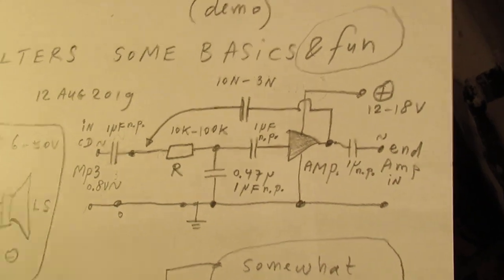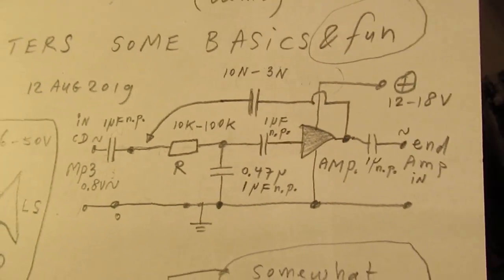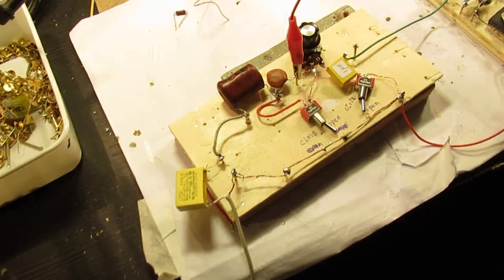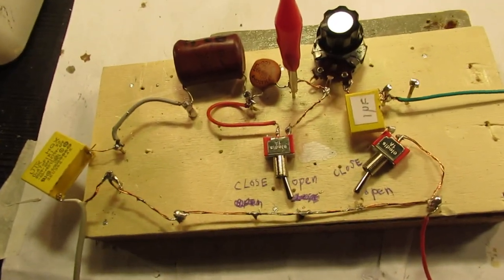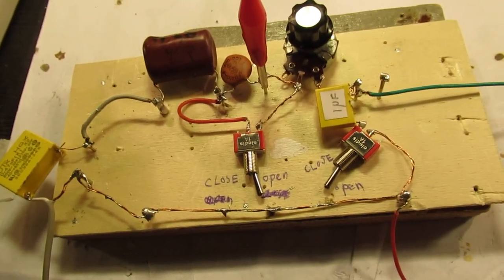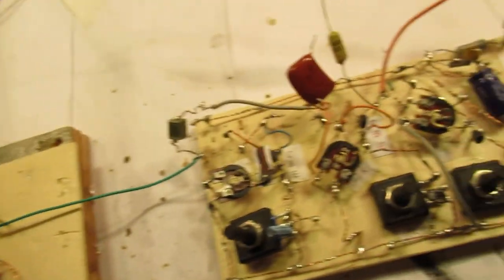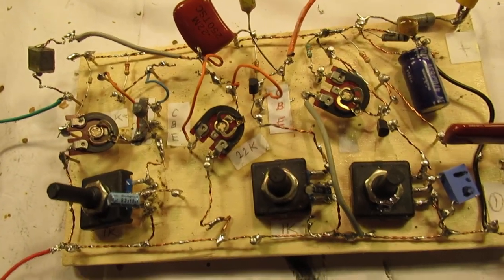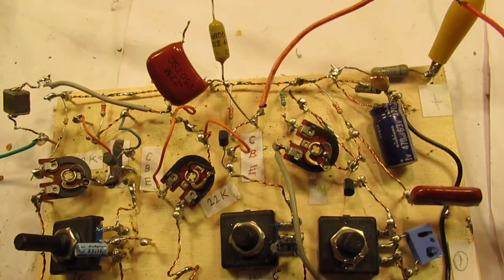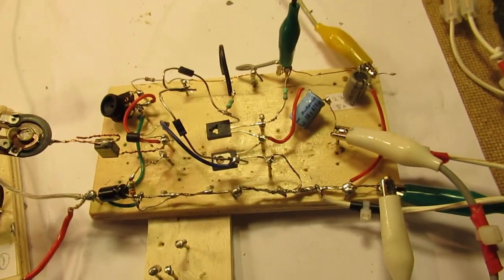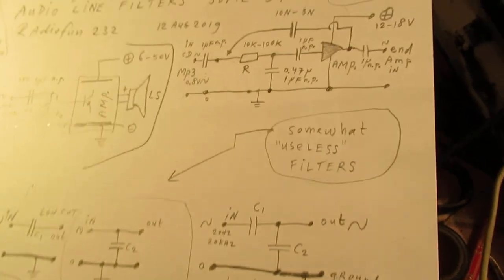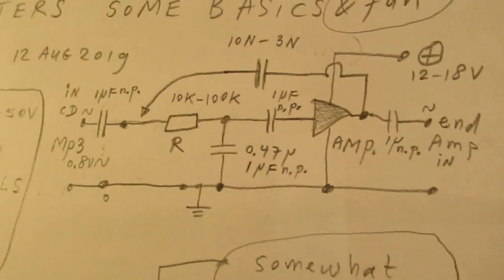This is a better filter, and I want to demonstrate it. I've made it here. That's the filter. Here is that one transistor amplifier. And here is the end amplifier. And that's in fact the whole setup here.